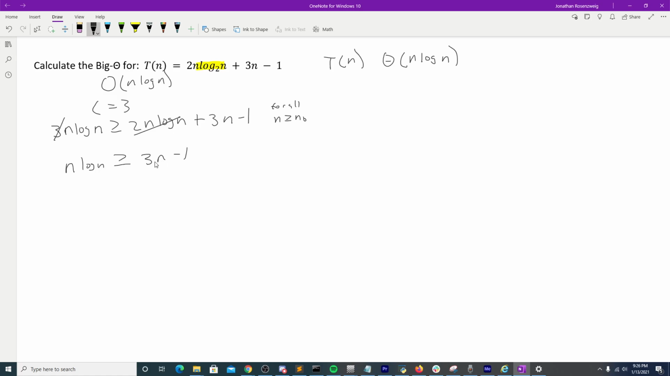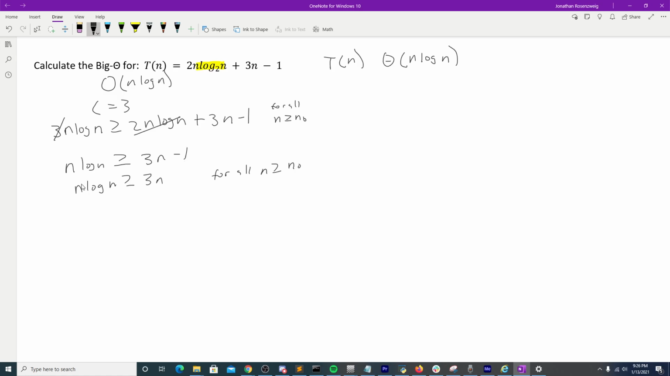But we know that if n log n is greater than or equal to 3n, then it must also be greater than or equal to 3n minus 1, because 3n is greater than or equal to 3n minus 1. So by proving that n log n is greater than or equal to 3n for all n greater than or equal to n naught, we've implicitly proven that it's also greater than or equal to 3n minus 1, since we can easily show that 3n minus 1 is less than 3n.